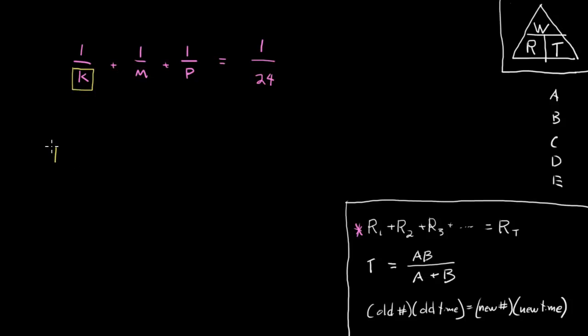Statement number one. Statement number one tells us that M and P working simultaneously at their respective rates can do the job in 36 minutes. M and P working together can do the job in 36 minutes. Well, we can pull out a very similar equation. The combined rate of just M and P is one job per 36 minutes. And their rates are the same. M's rate is still 1 over M, and P's rate is still 1 over P. We've got a second equation.